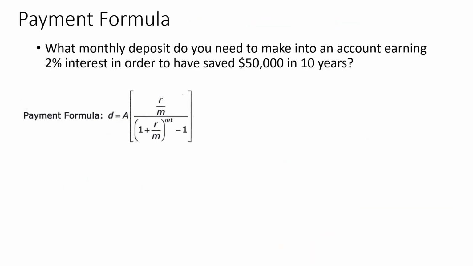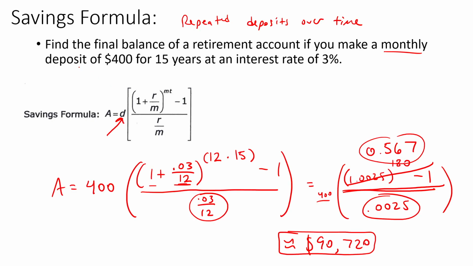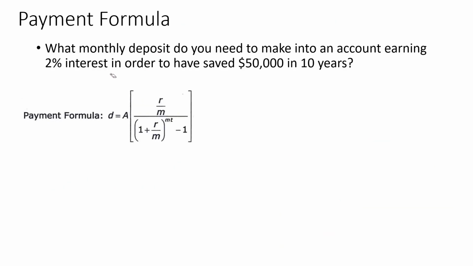Okay, the opposite question would be the payment formula. This is where you are saving, but rather than asking how much money am I going to have if I put away this every month, you're asking the opposite question. If I want to have this much, how much do I need to save? You are solving for this monthly deposit. Last time we knew it was 400. Now we're asking what would it have to be?